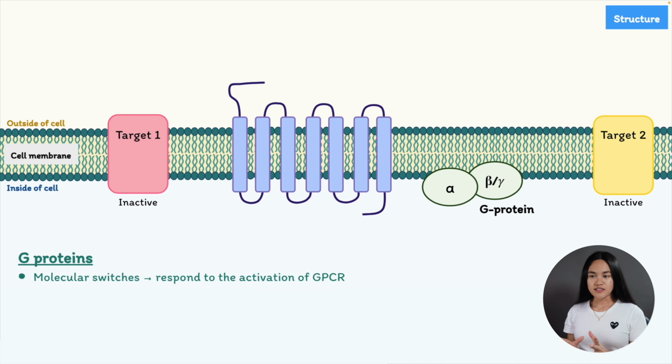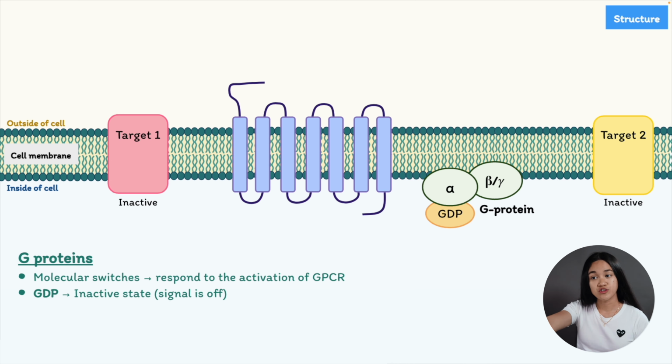All right? And the reason why it's called G proteins is because they interact with guanine nucleotides. They interact with GTP and GDP specifically. And this interaction determines the activation state of the G protein. So when the G protein is interacting with the GDP, that G protein is in an inactive state and the signal is off. And when GTP is bound, it flips the G protein into an active or signaling state and the switch is on.